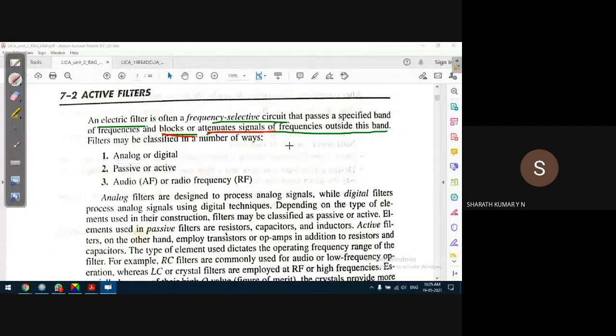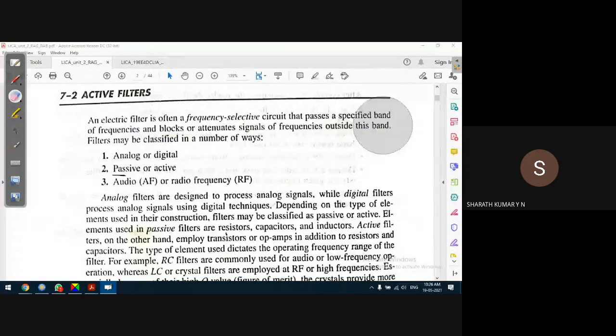There are different ways of classifying filters, as I just said. A filter can be analog or digital. That means we can implement filters using only analog components, that is, resistors and capacitors. Using digital methods we can also implement what are known as digital filters, using microcontrollers. Another classification is passive filter and active filter.